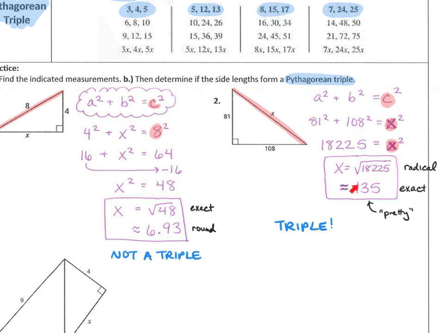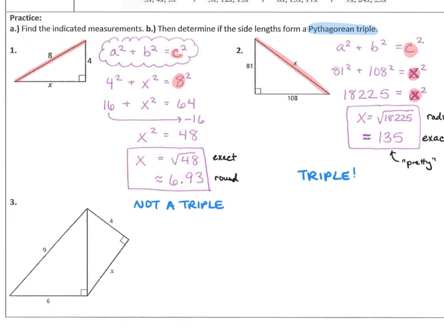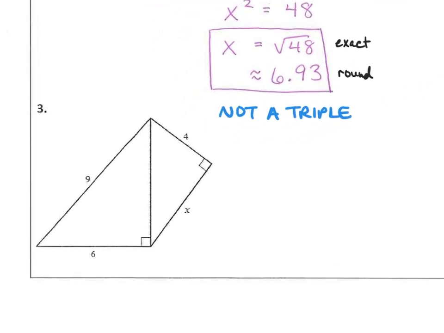So this is a triple because I got nice pretty numbers as my answer. If you get a radical, it's not a triple. Otherwise, you're good to go. Whole numbers means triples. Okay, but here's the kind of question I'm wanting us to answer, because those are almost like 8th grade math style questions. We can do better than that.